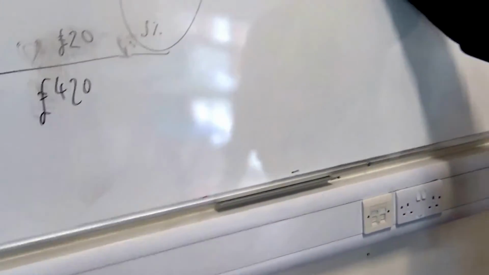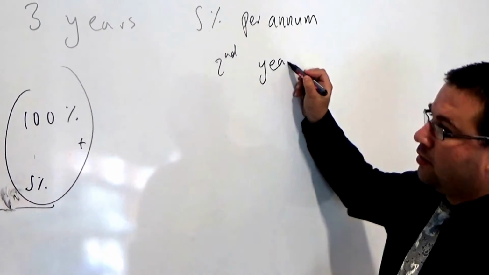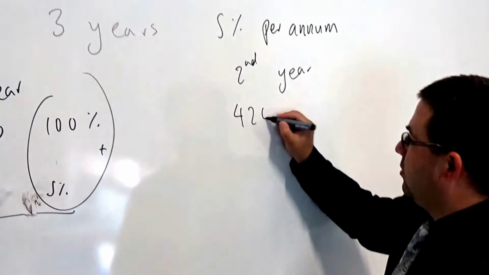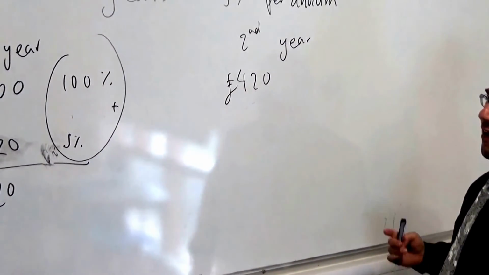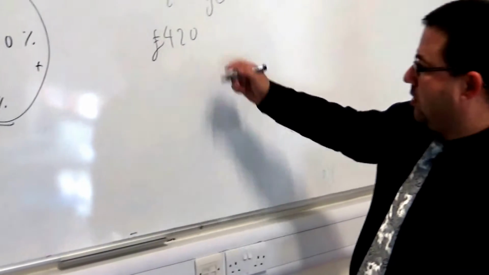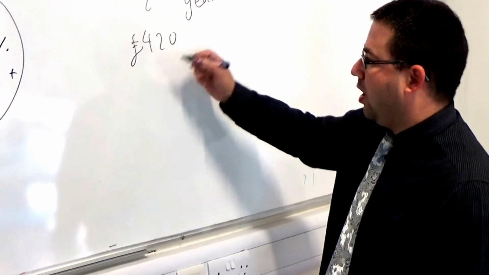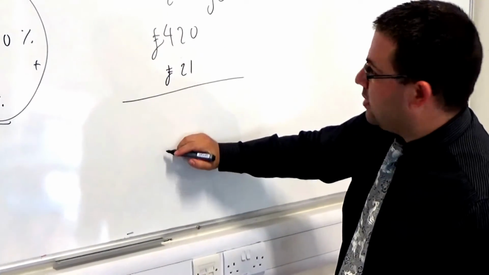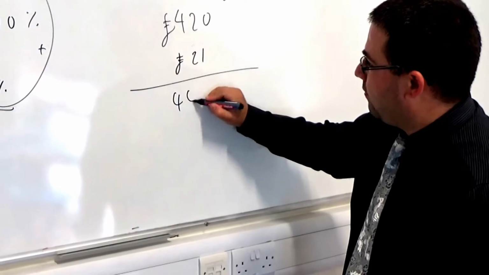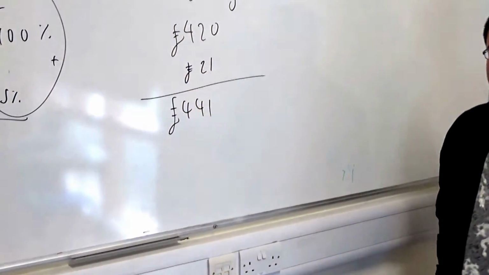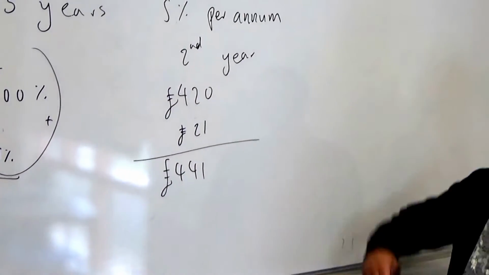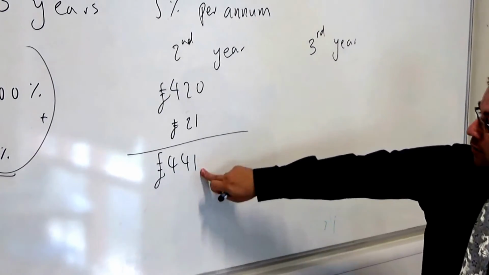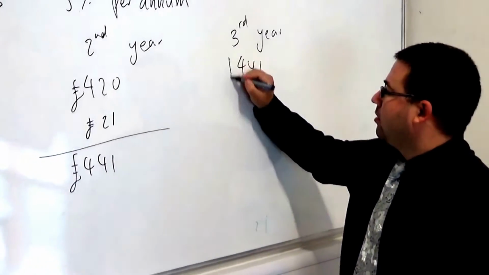Then you start the second year. At the start of it, is this amount here, which is 420. Now I need to work out 5% of this amount, so 42 will be 10%, half of it is 21. And so at the end of that second year, I got £441.